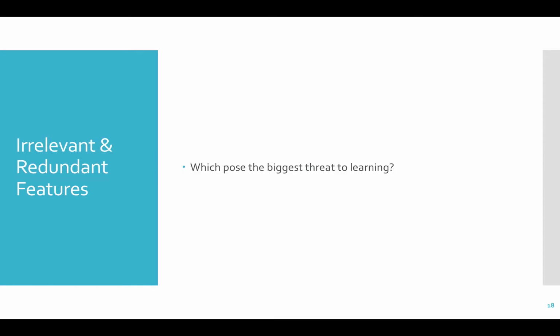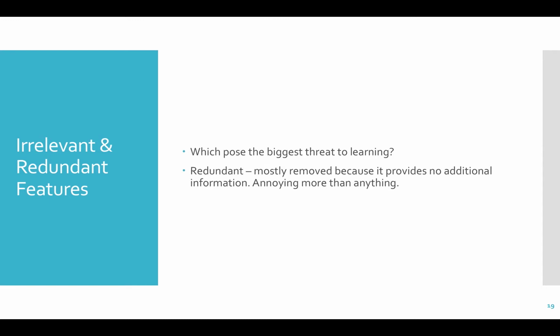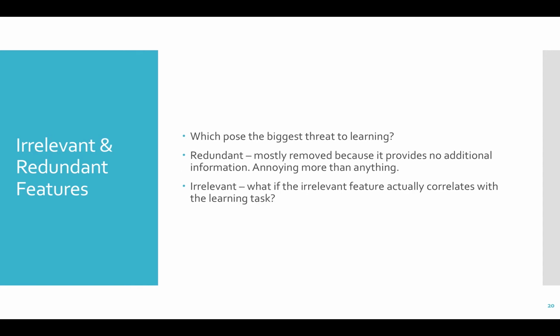Which of these is the biggest threat to learning? Redundant features are mostly removed, because it provides no additional information. It's annoying more than anything else. Irrelevant features cause some serious problems. What if we're in a situation where an irrelevant feature actually correlates with the learning task?